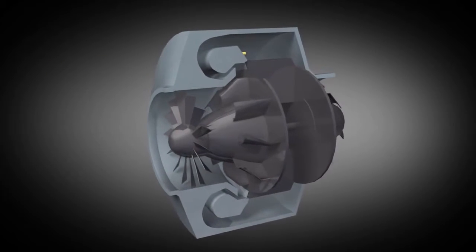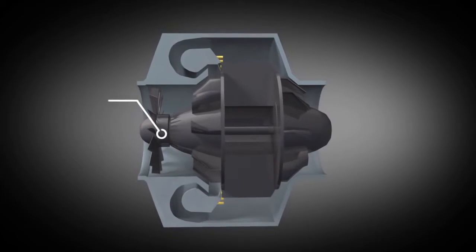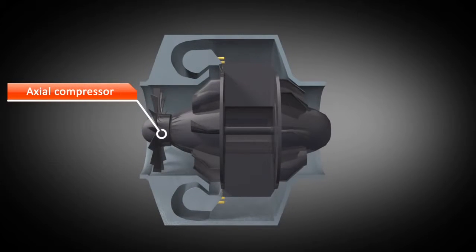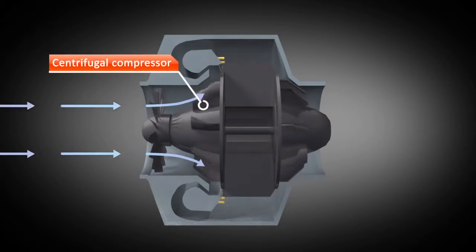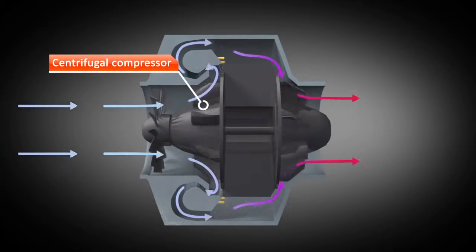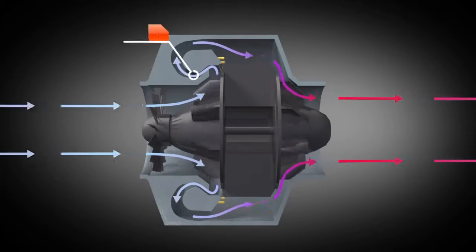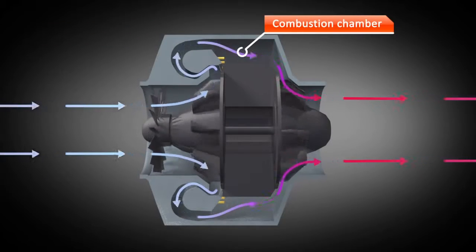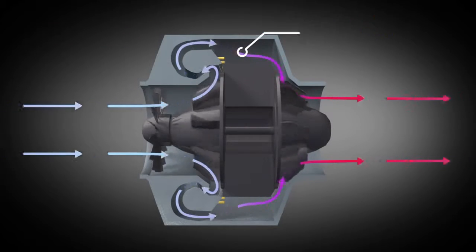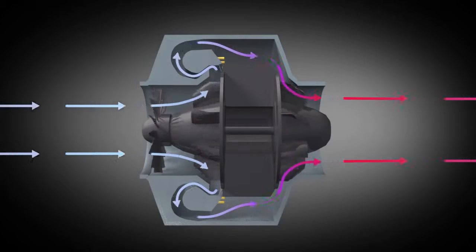First, the engine has an axial compressor, which compresses the air that flows parallel to the axle. A centrifugal compressor is placed behind it. It compresses the air to the outside. An air diversion is placed in line, making sure that the air flows in the right direction into the combustion chamber. The fuel is injected in the combustion chamber and burned.